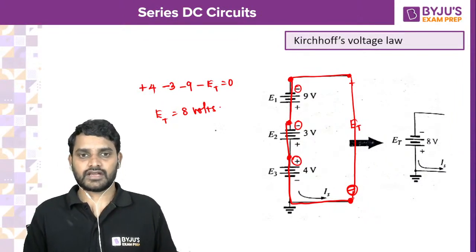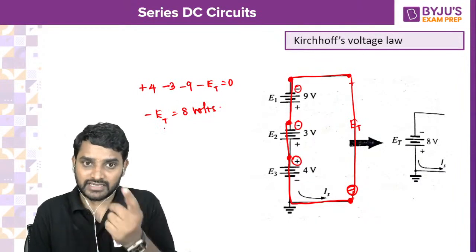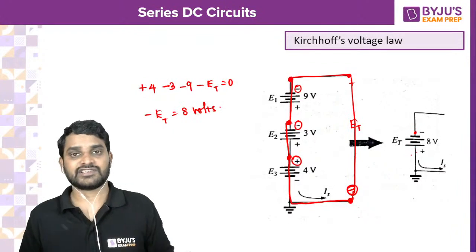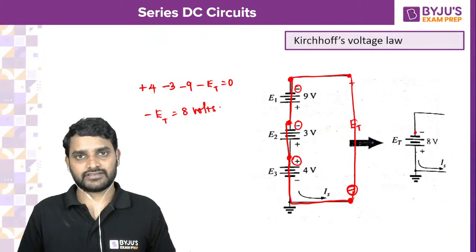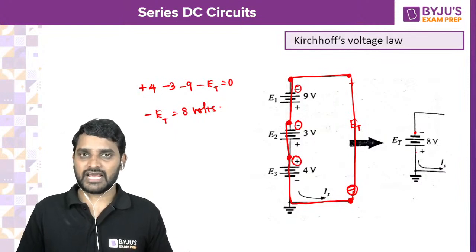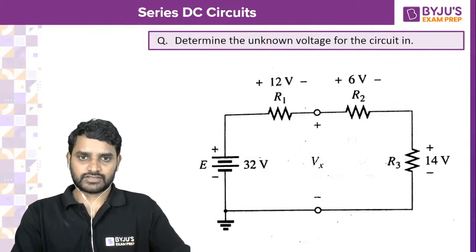Okay. Of course, minus ET is equal to 8, or ET is equal to minus 8 volts. So minus is at this one and positive is at this one. So be careful with the polarities. Right. So let us see.